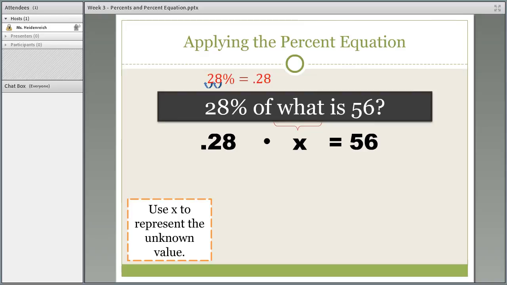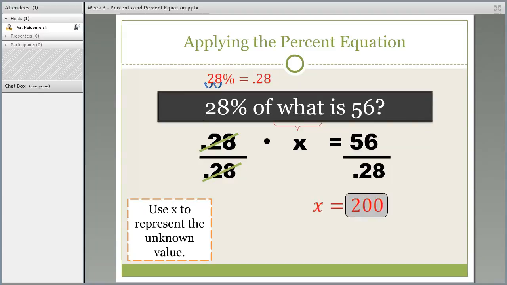And I need to divide both sides by the number that was originally multiplied to x, which is 0.28. So divide both sides by 0.28. Those will cancel out on the left side, and on the left now I only have x, and on the right, if you do the math, and you could even try it on a calculator, you'll get 56 divided by 0.28 equals 200.